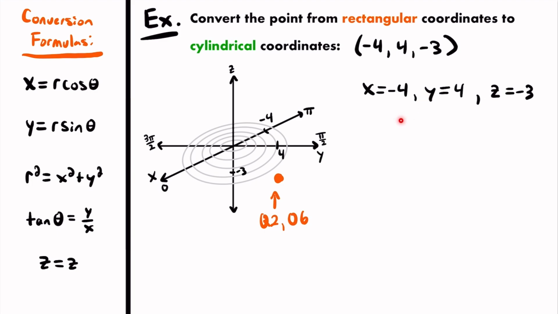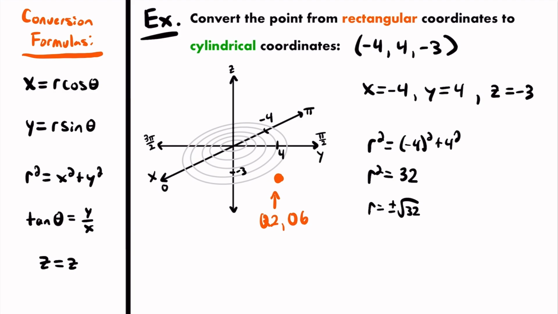In this case, we want to solve for r and theta, so we want to use these two equations that have r and theta in terms of x and y. I'll start with r. We know that r squared is equal to x squared plus y squared, so we'll have -4 squared plus 4 squared. Both -4 and 4 squared are 16, so r squared is equal to 16 plus 16, which is 32. And so r will be equal to plus or minus the square root of 32.